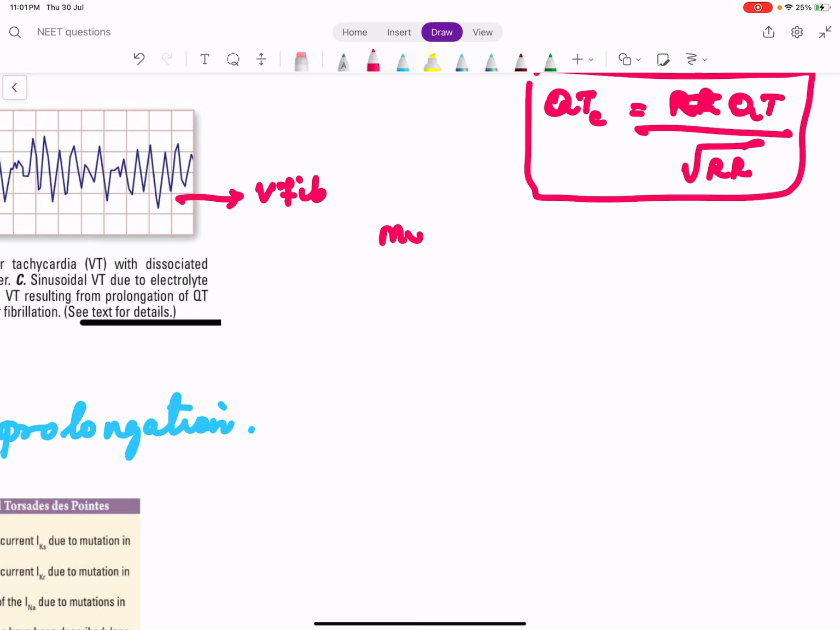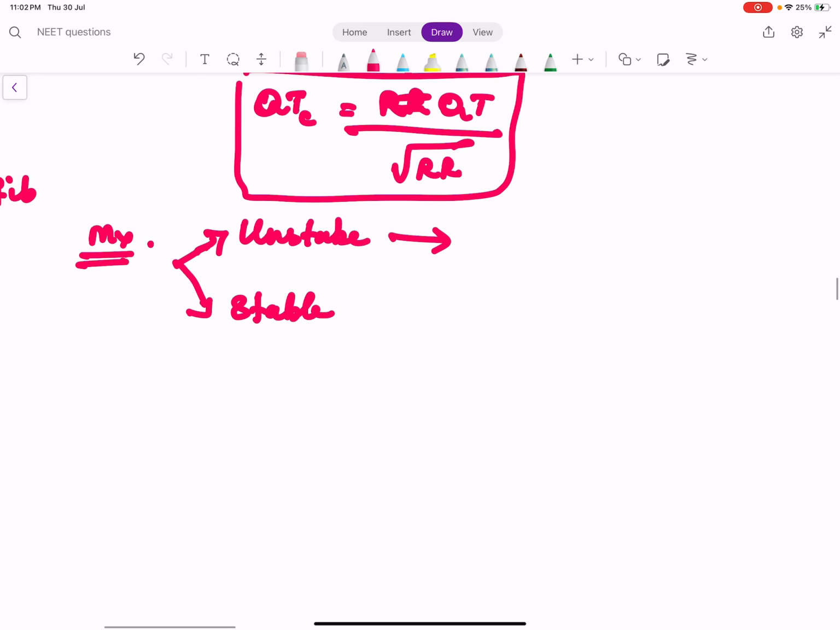So how will you manage? Managing arrhythmias is very simple. Always try to understand whether the patient is hemodynamically unstable or hemodynamically stable. Because if they are hemodynamically unstable, the only thing which you have to do is shock or defibrillate.